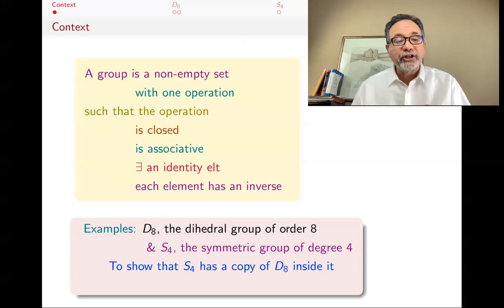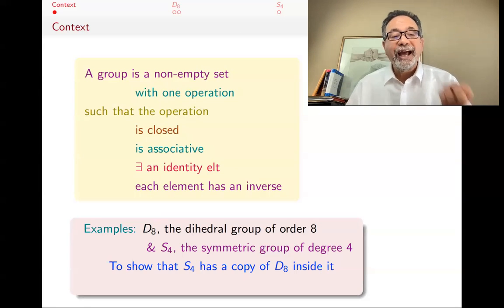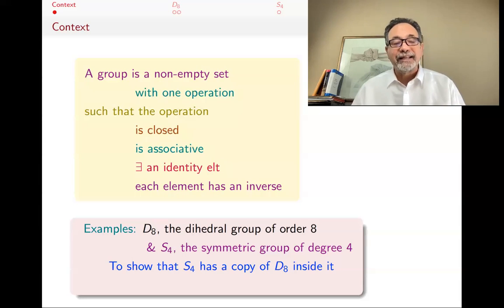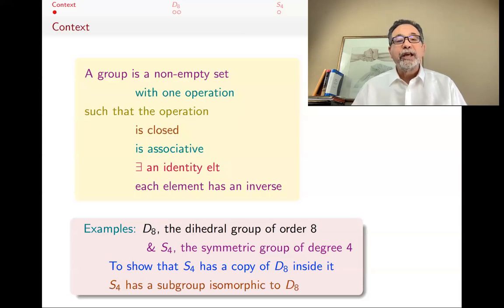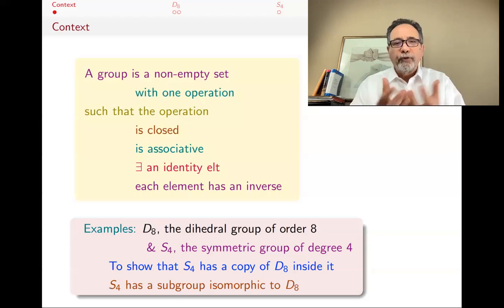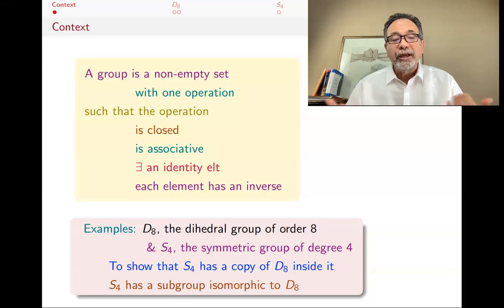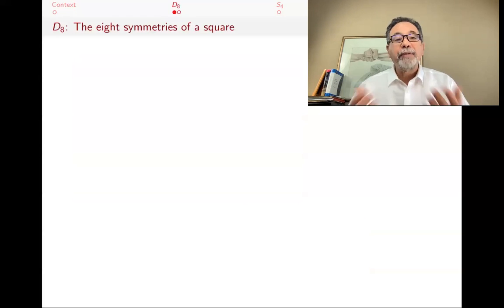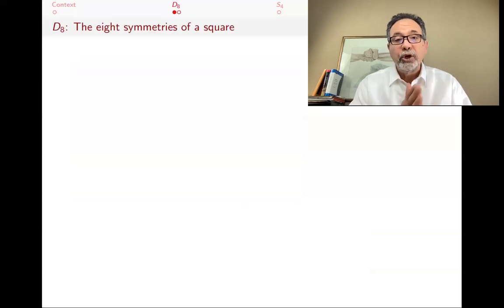The purpose of this lecture is to show that S4 has a copy of D8 inside it. Or in the jargon of group theory, we want to show that S4 has a subgroup isomorphic to D8. I didn't use the word prove because I'm not formally doing that yet. At some point, we will have better tools to be able to say these things more succinctly and more reasonably. Let me remind you what D8 was. There's a whole video on the dihedral group of order 8 and the symmetries of a square. I urge you to watch those.